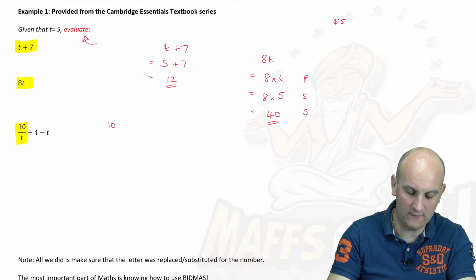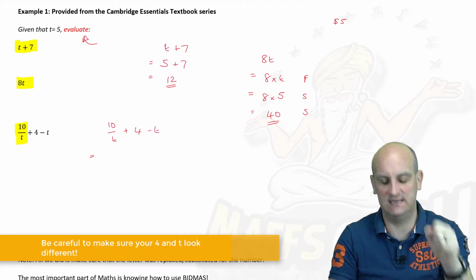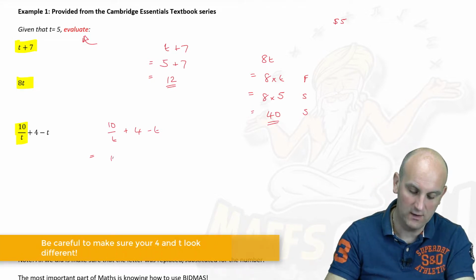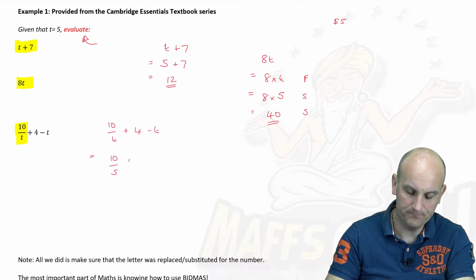I'm going to write you out first, because I always write out the question first to make it easier. Then I'm going to write an equal sign. And now everywhere I see a t, I'm going to put that value of 5. So 10 over 5, plus 4 minus 5.